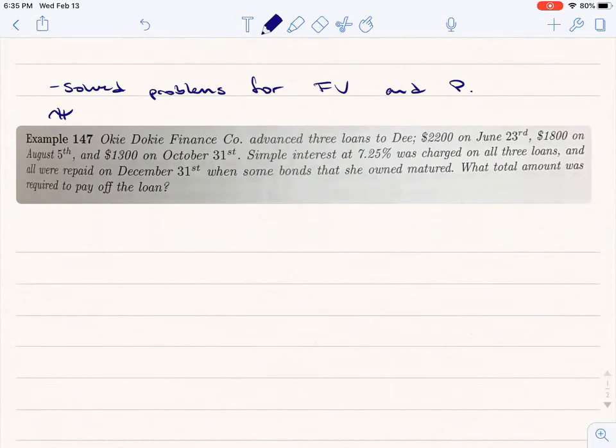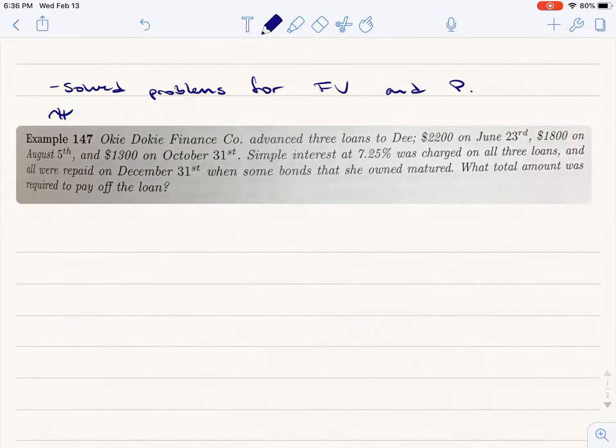So, Okie dokie finance company advanced 3 loans to D. $2,200 on June 23rd, $1,800 on August 5th, and $1,300 on October 31st. It doesn't tell us the year, so we can just pick a year and go with it. Okay. Simple interest at 7.25% was charged on all 3 loans, and all were repaid on December 31st when some bonds that she owed matured. It doesn't matter why, but whatever. What total amount was required to pay off the loan, right?